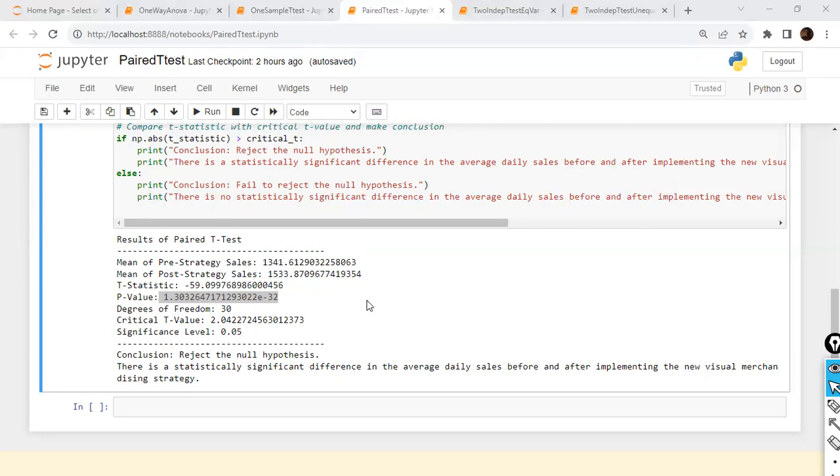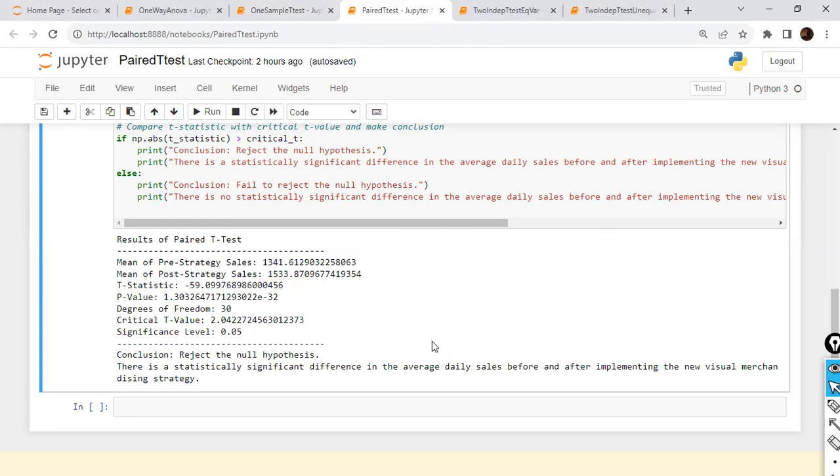I don't know. So the p-value is less than alpha, hence we reject the null hypothesis. There is a statistically significant difference in the average daily sales before and after implementing the new visual merchandising strategy. This is a small p-value, right? It indicates there is strong evidence against the null hypothesis. The probability of favoring the null hypothesis is very less. Hence, we reject the null hypothesis. We conclude that there is a statistically significant difference in the average daily sales before and after implementing the strategy at the 95% confidence level.